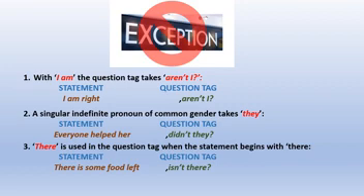Point number 3. There is used in the question tag when the statement begins with there. So if the statement begins with the word there, then in the question tag we end it with there. There is some food left. This particular statement starts with there and therefore the question tag will end with there. So am changes to aren't, everyone changes to they, and there remains there.